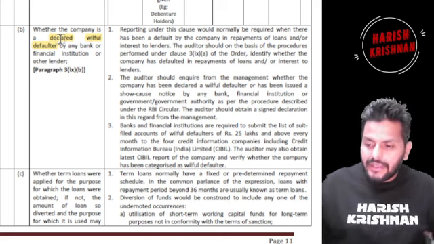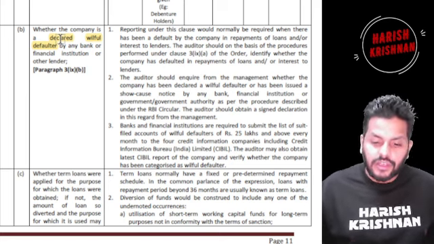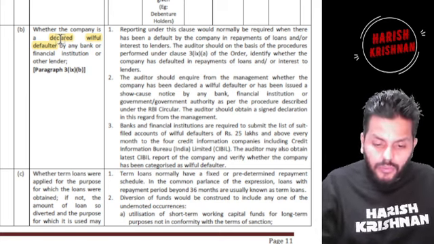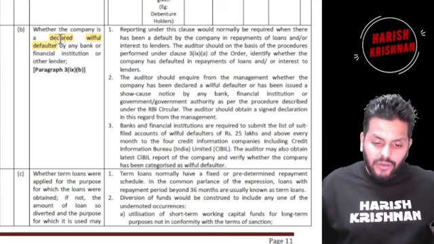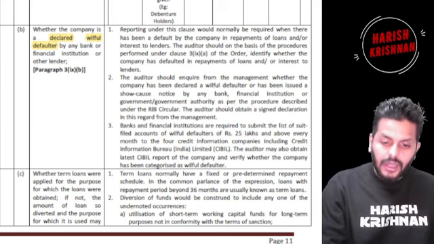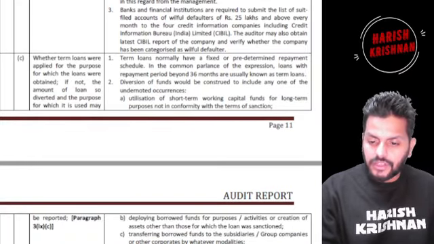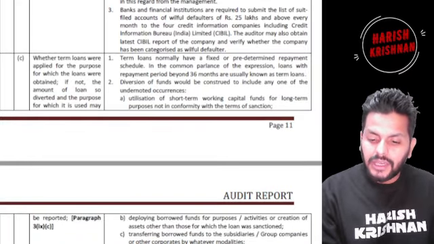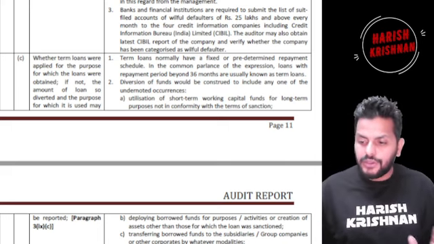So a clause like this makes a pretty clear disclosure saying that yes, the company has already been declared a willful defaulter. So whether the company is declared a willful defaulter by any bank or financial institution or other lenders, whether the terms with respect to which anything of those are also to be checked as per what the RBI circular is. So that's an altogether completely new point.